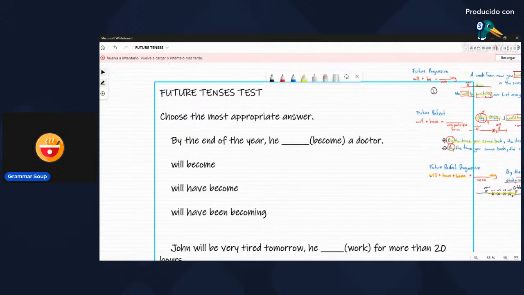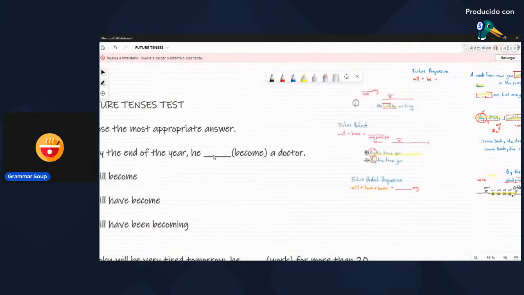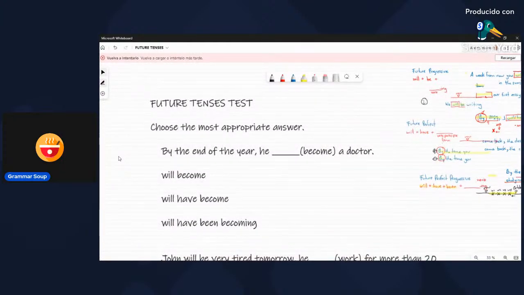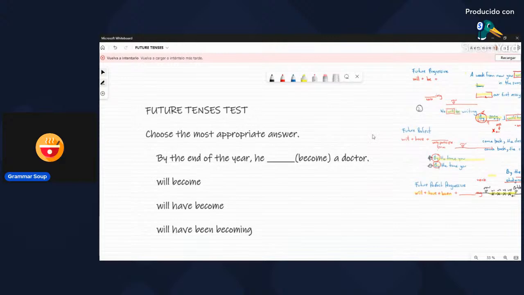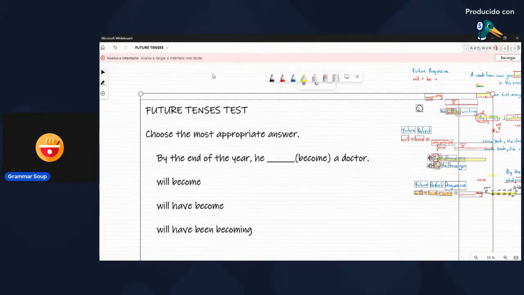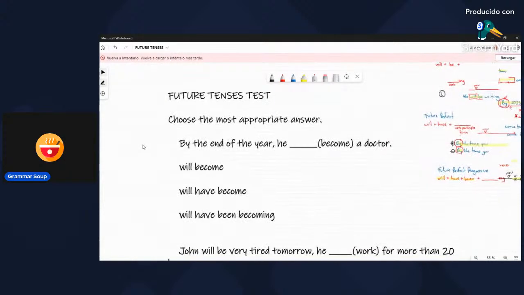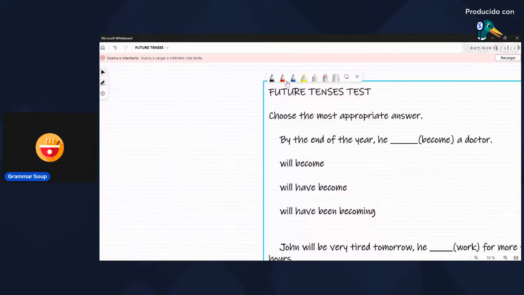It says choose the most appropriate answer. In this exercise, you will find all the future tenses reference. All the future tenses. Let me move it away from this part. Okay, it's following me. That thing is following. Okay, well, let's just start like this. There you go.